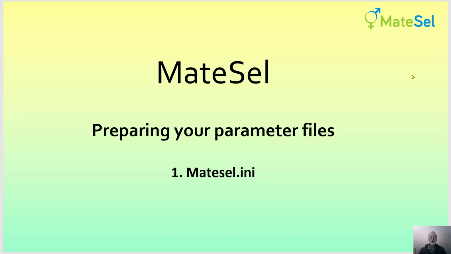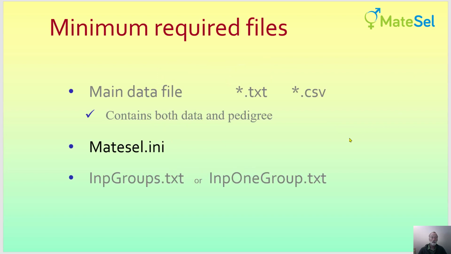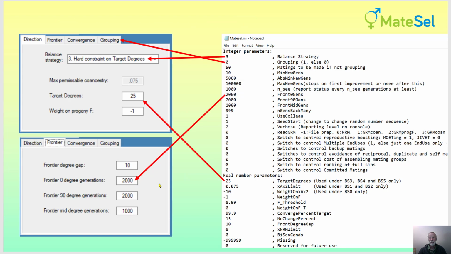Hello, this is Brian Kinghorn and I'm going to tell you about preparing your key parameter file for MateSel, and it's called MateSel.ini. For the simplest MateSel run, you need a main data file. We've already talked about that in a previous video, and in a later video we'll talk about one of these grouping files.